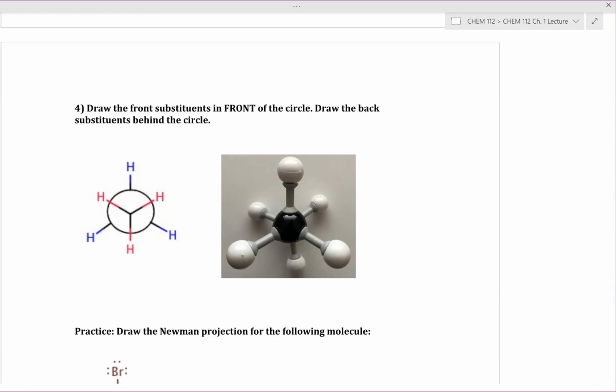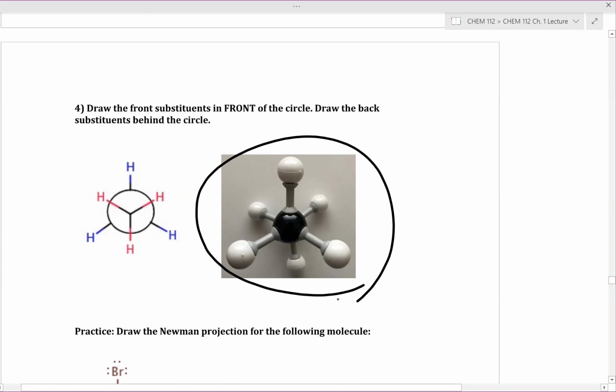You're going to draw all of the hydrogens in front of the circle, right? So we have these 3 hydrogens in front. Where's the first hydrogen? Is it pointing up or down? Up. So that's, oh, I drew the opposite Newman projection for this one. So we'll draw all of the substituents in front of our circle. These are the ones in red. All the substituents in back are behind the circle in blue. Does that make sense?